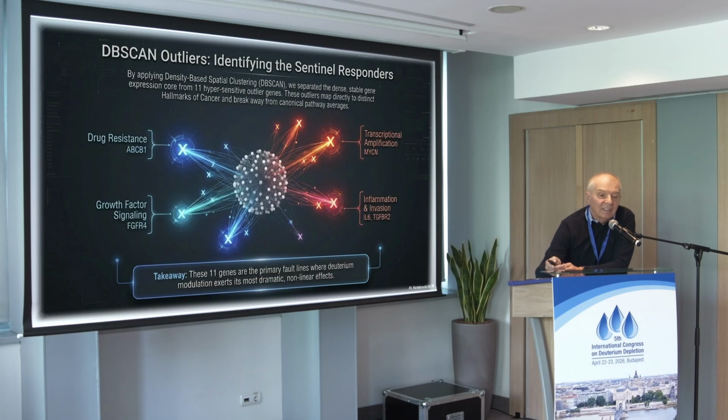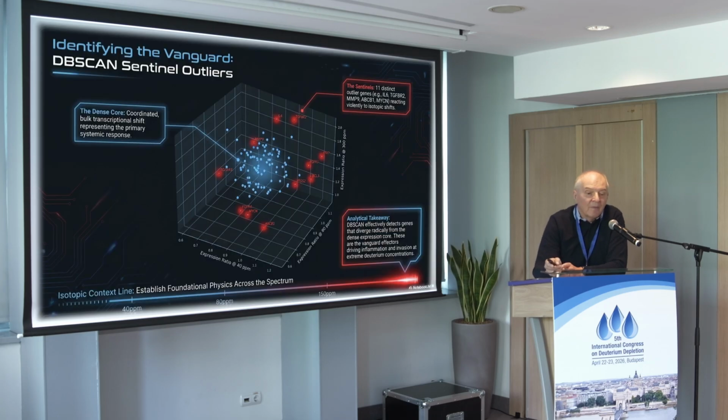So the next thing is DBSCAN. You see the outliers here, but let me show you a more detailed representation in the three-dimensional space. You see here 40 ppm, 80 ppm, and 300 ppm, and in this space I identify the extreme responder genes. So these are inflammation, invasion, drug resistance, growth factor signaling, and transcriptional amplification genes.